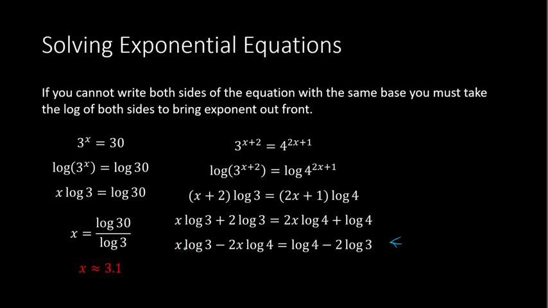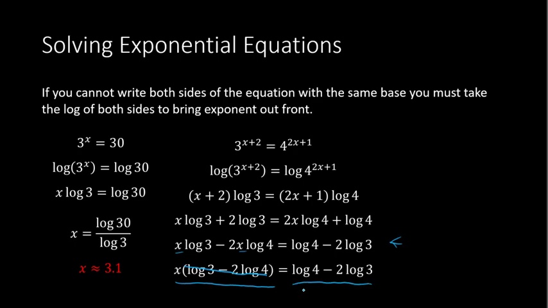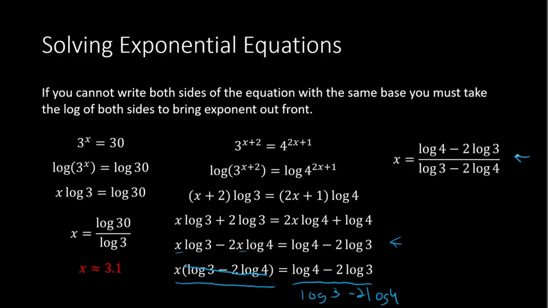So then from this point on the left side, notice they both have an x in common. I can factor that out, and you're left with x on the outside, and then we have log of 3 minus 2 times log of 4 in the parentheses. And then from here we can solve for x by dividing by this log of 3 minus 2 times log of 4. When you divide, that's going to cancel over here, and on the right side you're going to have log of 3 minus 2 times log of 4 in the denominator. And we see that typed up right here.